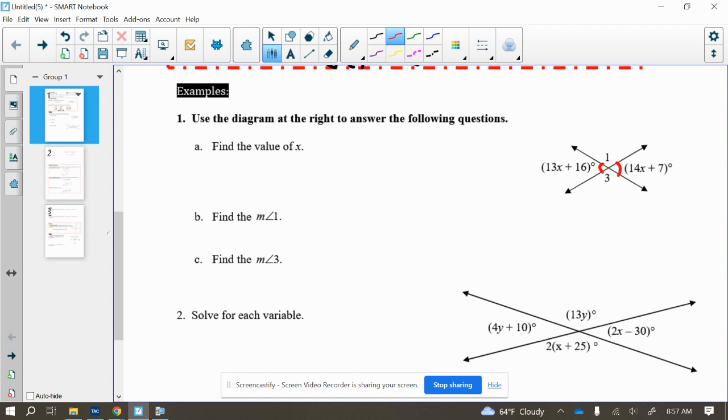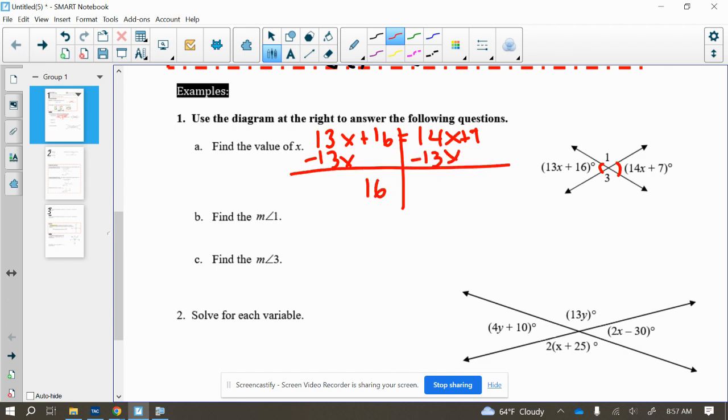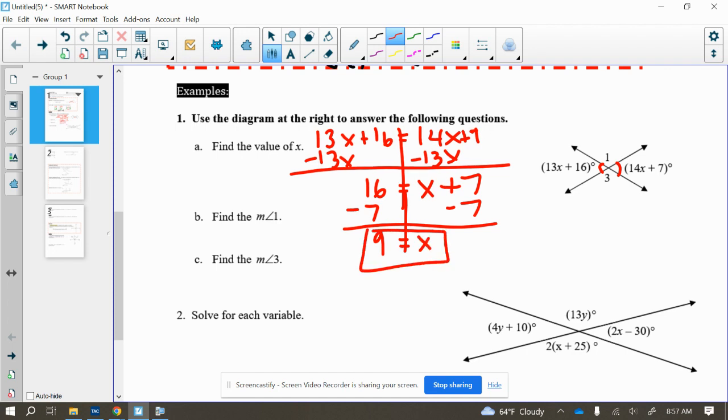Notice the x in number 1a are associated with these two vertical angles. So we can take 13x plus 16 and set it equal to 14x plus 7. 13x is smaller than 14x. We're going to subtract that over. We get 1x plus 7. And then to get x by itself, we're going to subtract over the 7. X equals 9 this time. Now, they want us to find the values of measure of angle 1 and the measure of angle 3, which we don't have to plug back into.